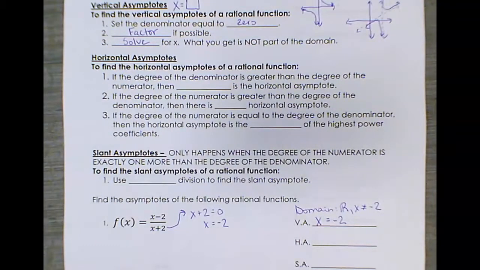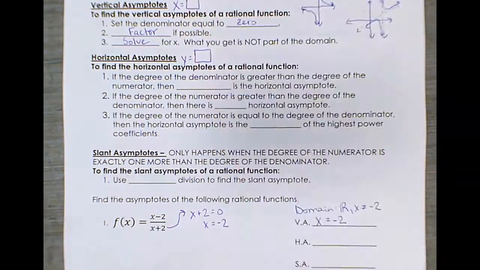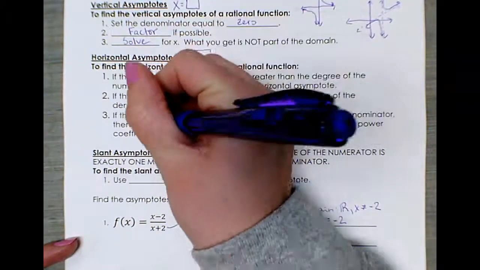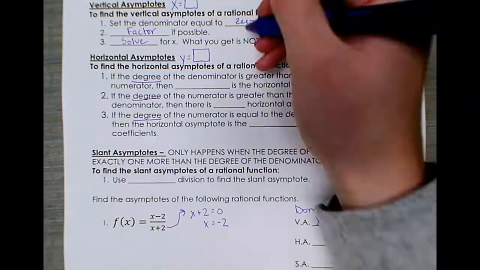The only other thing that could be taken out of the domain is an x value where there is a hole. And since we didn't have any common factors on top and bottom to cancel out, there were no holes in number 1. So I'm going to move on to the horizontal asymptote. So this is new, and in order to talk about the horizontal asymptote, which will always be y equals something, we need to talk about the degree, because all of these mention the degree of the numerator and the denominator. And if you don't know what the degree is, you're not going to be able to determine where the horizontal asymptote is.